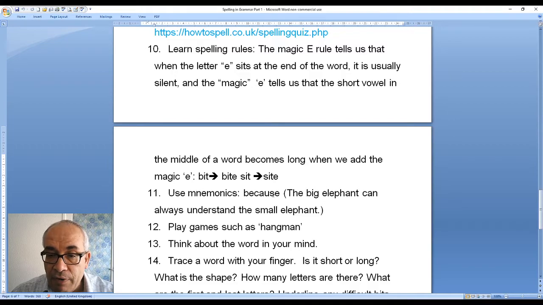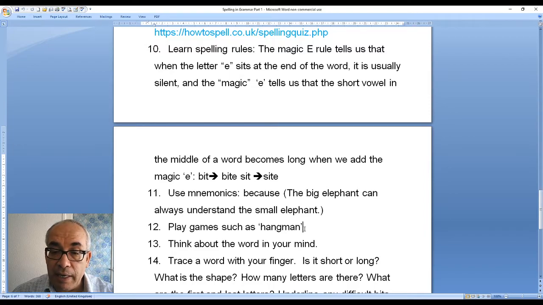So the big elephant, B is big, E is elephant, C is can, A is always, U understand, S small, E elephant. So the big elephant can always understand the small elephant. This sentence helps you to spell 'because' correctly.